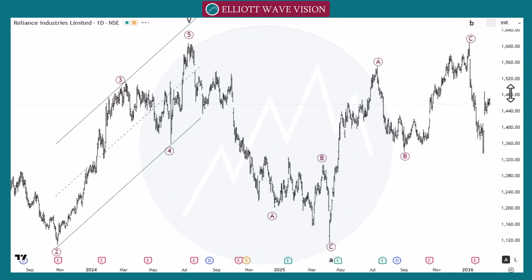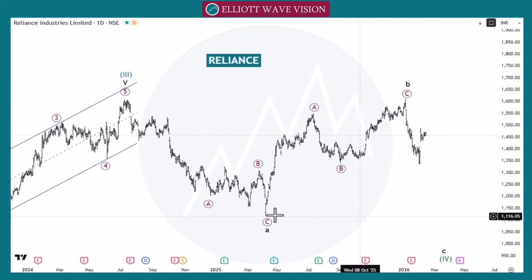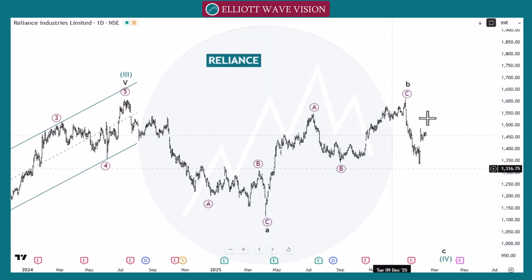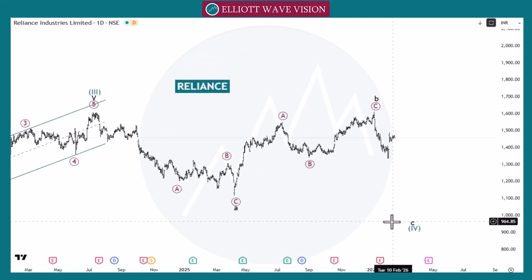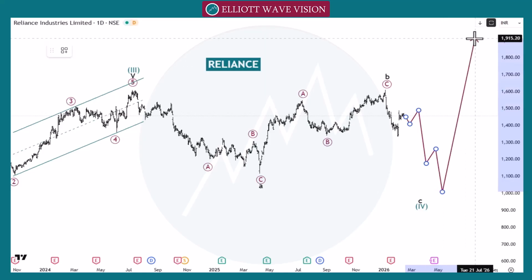So in Reliance, after this green wave 3, we count this structure as a flat pattern like wave A, wave B and wave C as a black wave A. Then market gave us this move as a wave A, B and C as a black wave B. Now we are looking for the bearish side as a wave 1, wave 2, wave 3, wave 4 and wave 5 towards the 1000. Then we will go towards the bullish side.